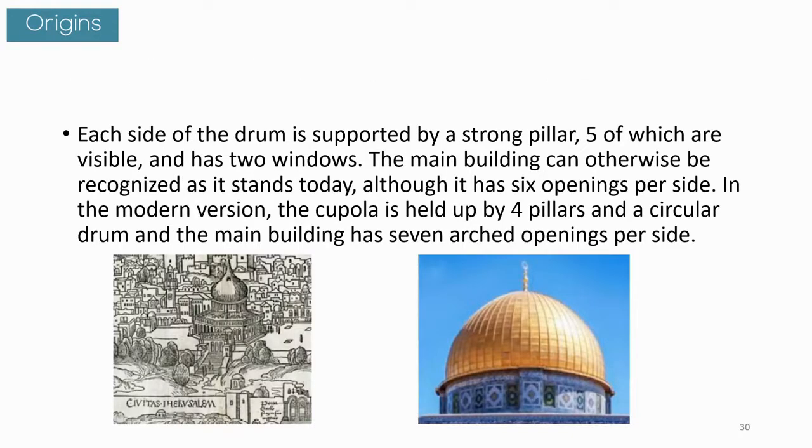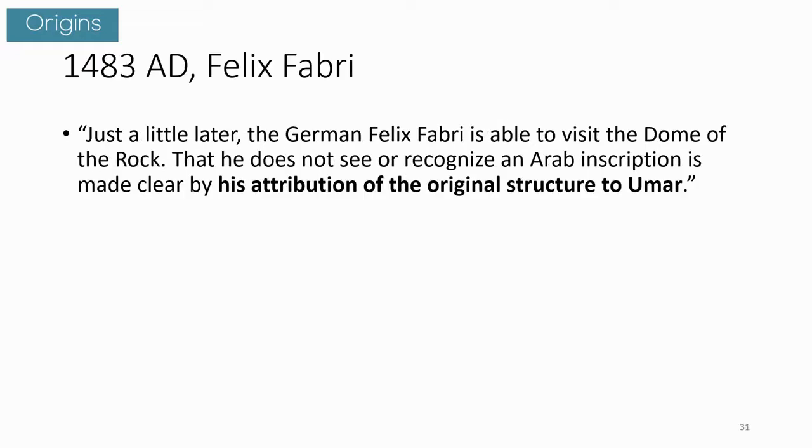Now, each side of the drum is supported by a strong pillar, 5 of which are visible, and has 2 windows. The main building can otherwise be recognized as it stands today, although it has 6 openings per side. In the modern version, the cupola is held up by 4 pillars and a circular drum, and the main building has 7 arched openings per side.